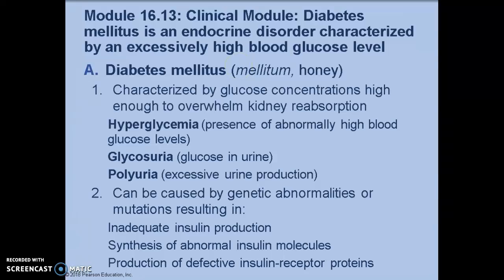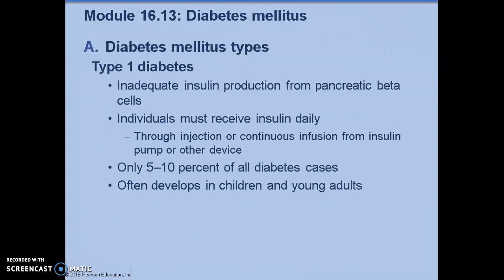In type 1, insulin is not produced at all. It's an autoimmune disease. It's usually called juvenile, well, maybe not so anymore, but it's often called juvenile diabetes. Younger adults will get it, up to age 21, and this requires insulin injections.